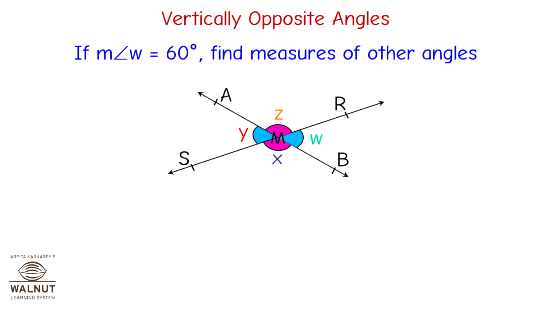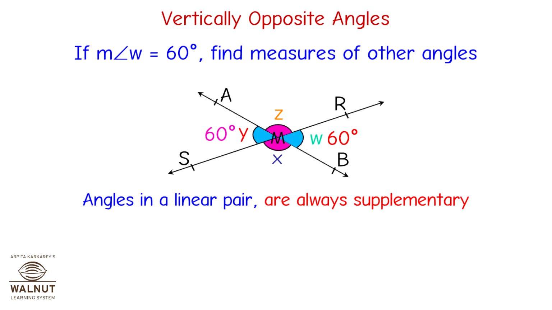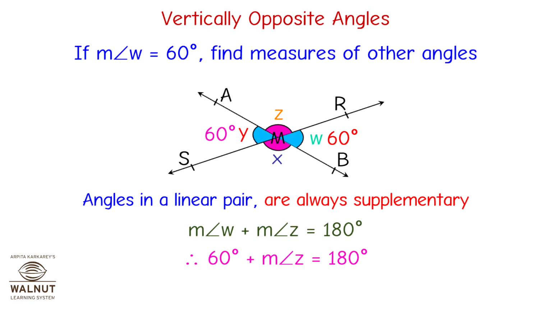If measure of angle W is equal to 60 degrees, find measures of other angles. Vertically opposite angles are always equal. So, measure of angle W is equal to measure of angle Y is equal to 60 degrees. Angles in a linear pair are always supplementary. So, measure of angle W plus measure of angle Z is equal to 180 degrees. Therefore, 60 degrees plus measure of angle Z is equal to 180 degrees. Therefore, measure of angle Z is equal to 180 degrees minus 60 degrees is equal to 120 degrees.